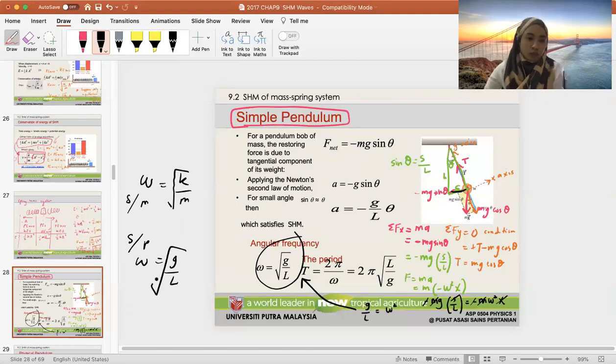Alright, and as usual, when you have omega, you can convert it to 2 pi F. You can convert it to frequency. You can also convert it to 2 pi over T. You can solve for your T and your F, just rearrange the equation. Okay, so you just need to know omega equals the square root of g over L for this guy.